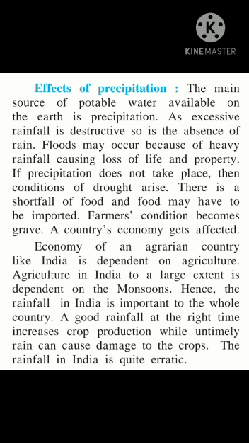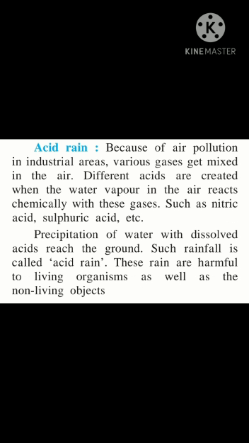Now students will try to understand the last form of precipitation, that is acid rain. Precipitation of water with dissolved acids is called acid rain. Various gases from the polluted air get mixed in water vapor and react chemically to form nitric acid and sulfuric acid. Acid rain is very harmful to living organisms as well as non-living objects.